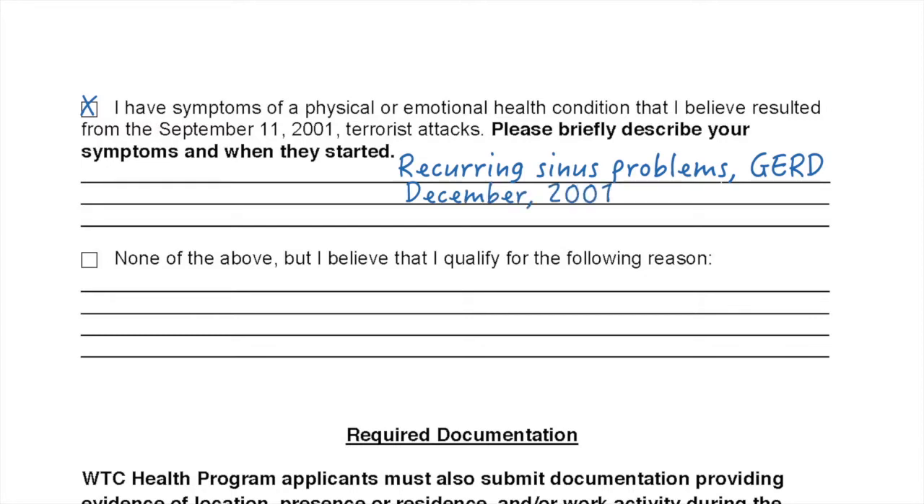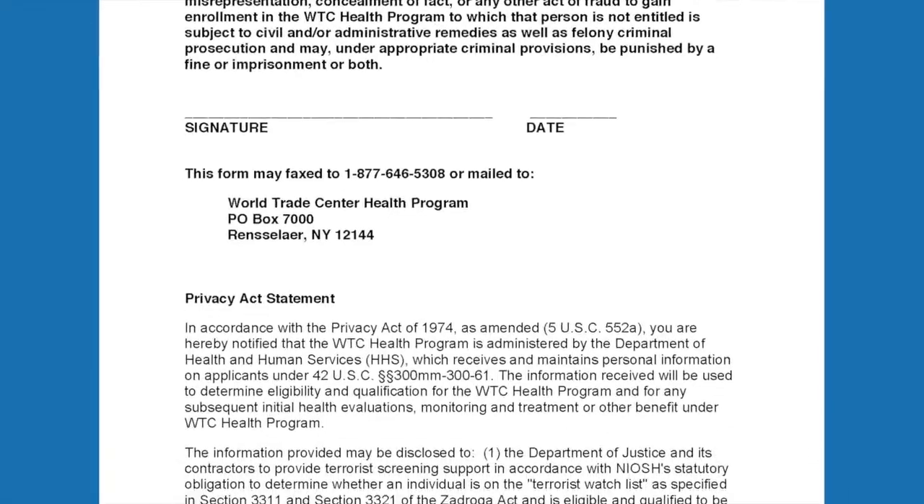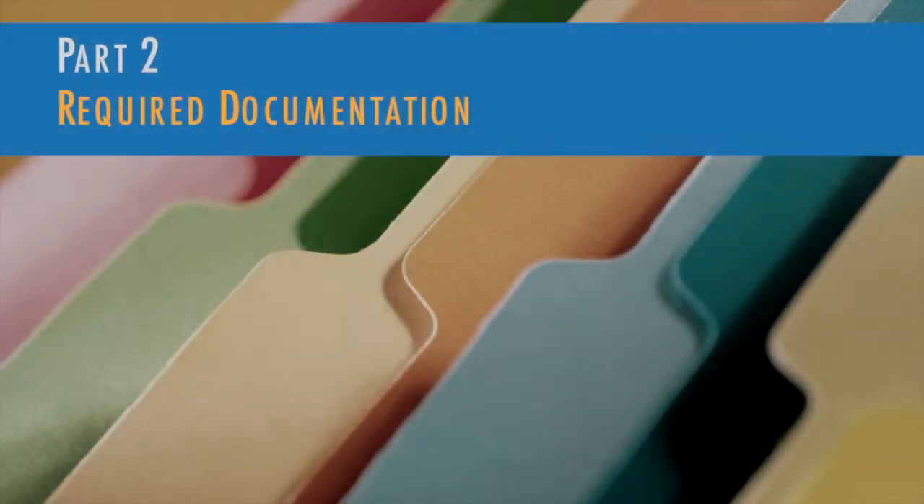If you are not sure if you have a physical or mental health symptom or condition, but still feel that you qualify for the program, check the box and write your reason in the space provided. Page 4 is simple. You'll just sign and date your application. Take some time to review the Privacy Act statement on the bottom of page 4 and the top of page 5. Now we'll move on to the required documentation that you must provide with your application.